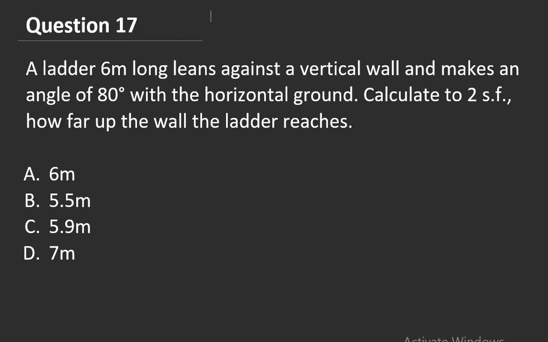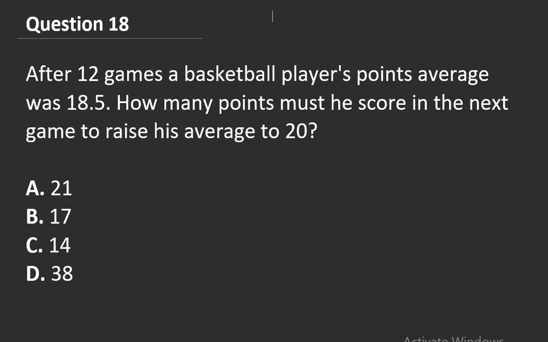Question 17. A ladder 6 meters long leans against a vertical wall and makes an angle of 80 degrees with the horizontal ground. Calculate to 2 significant figures how far up the wall the ladder reaches. Attempt this before the next class. Number 18. After 12 games, a basketball player's point average was 18.5. How many points must he score in the next game to raise his average to 20?